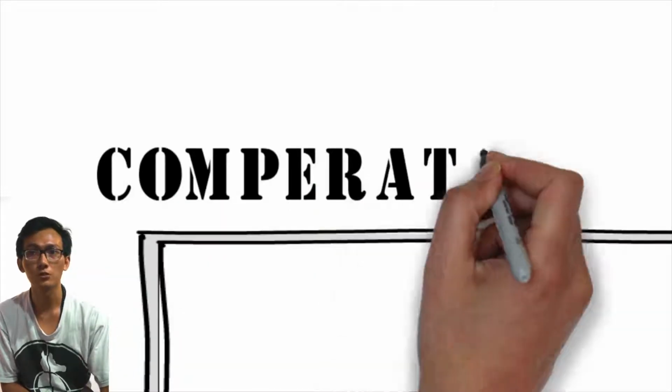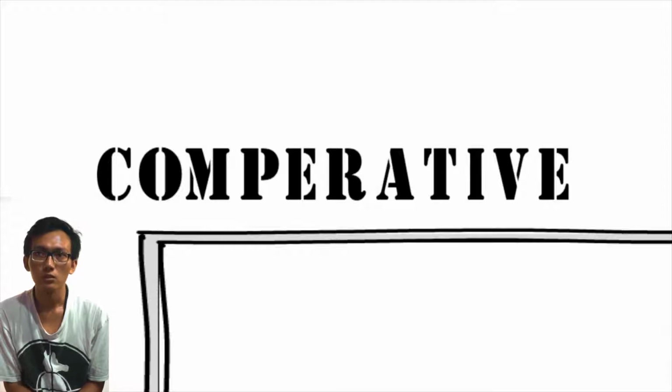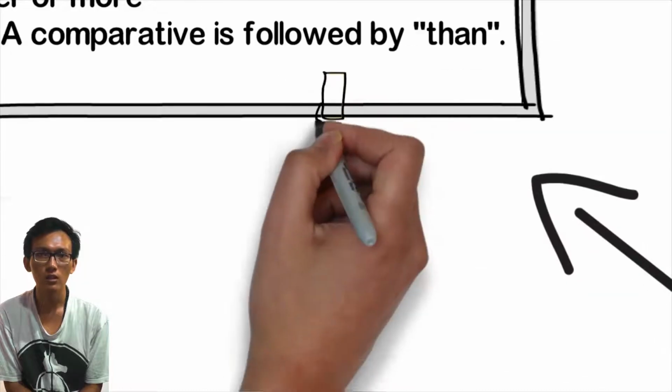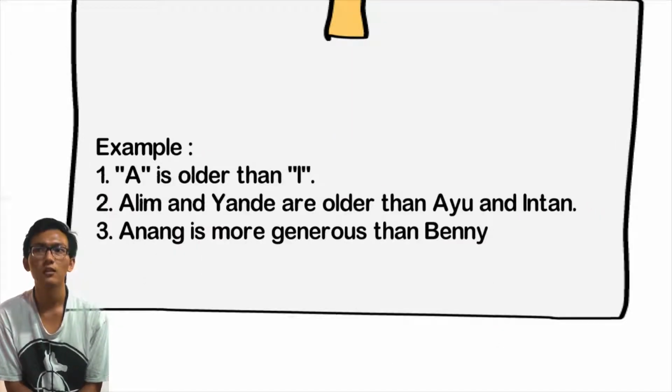Next is comparative and superlative. The first one is comparative. The comparative compares this to that or this to those. It has a form that uses er or more. And a comparative is followed by than. Example, A is older than I. Alim and Yande are older than Ayu and Intan. Anang is more generous than Benny.